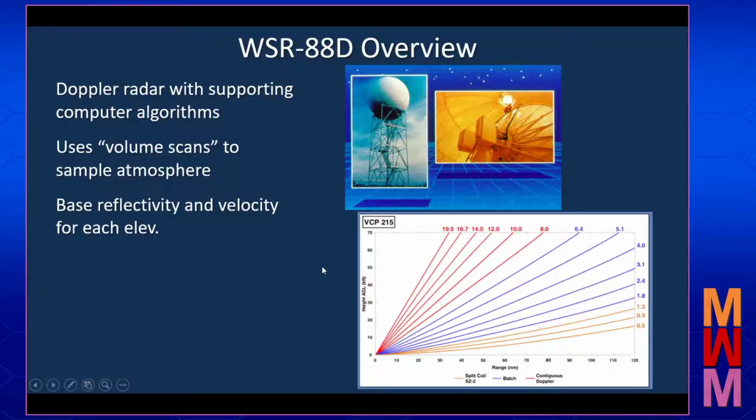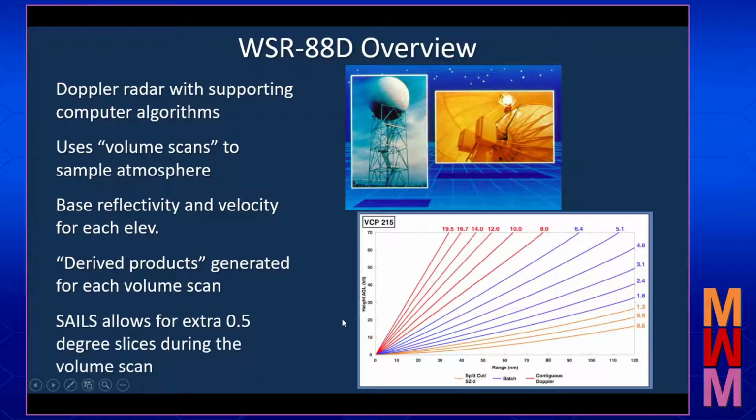We'll talk about those in just a minute. We also can get derived products for each of the volume scans when the volume scan is completed. And this would be, again, the rainfall estimates, hail probabilities, and the like. Now, it takes about 5 minutes or so for the radar to complete this volume scan. And we need that information for looking up in the storm and seeing what's going on up there.